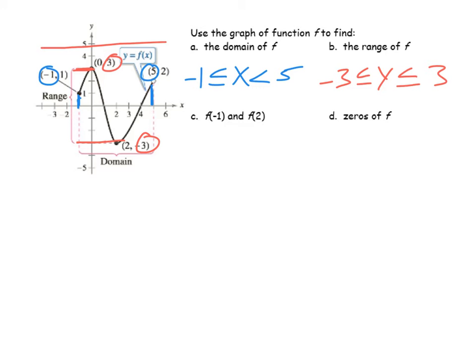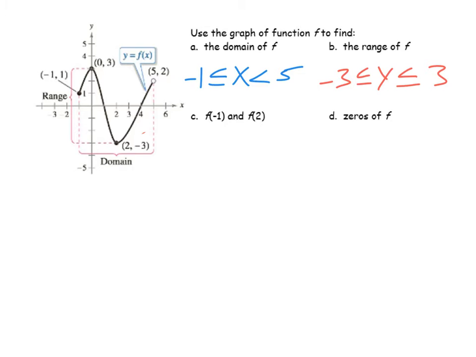In between there, the graph is continuous. There's no gaps or anything like that I'd have to worry about, okay? Finding domain and range off of a graph is not too bad. If you know what you're looking for, it's pretty straightforward.